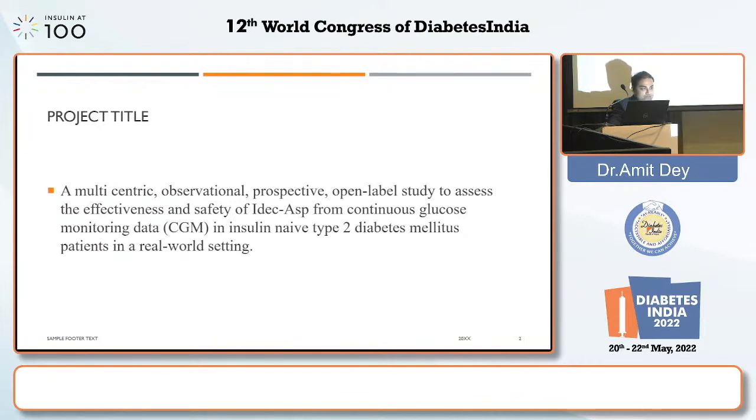The type of patients that we intend to include are insulin naive type 2 diabetes patients in our regular clinical practice. So we're going to try and keep this as simple as possible. We're going to take in the insulin naive type 2 diabetes patients, put them on a CGM after initiating them on Rhizodeg or IDegAsp, and we're going to assess the effectiveness of the molecule as well as look at some of the safety points.